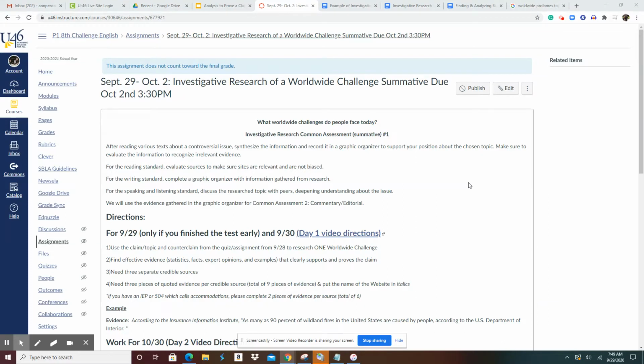For day 2 of the summative, you will be making an analysis of all the effective evidence that you found the day before, yesterday. So you have 9 pieces of evidence from 3 separate sources. What you need to do now is analyze it. And when we analyze, you are looking at the evidence. There are 2 parts: looking at the evidence to make an inference to prove your claim of the world's biggest issue.